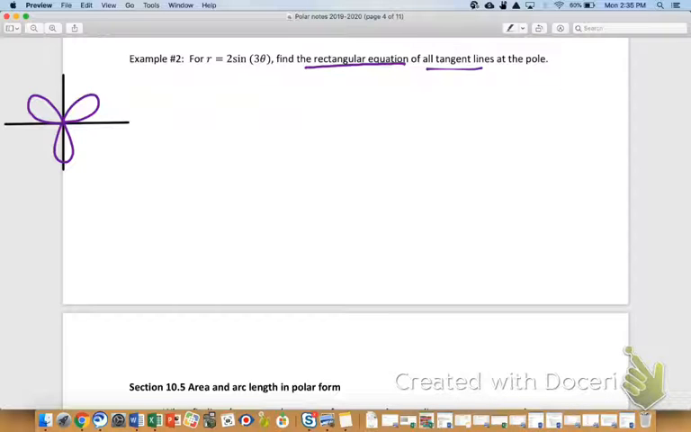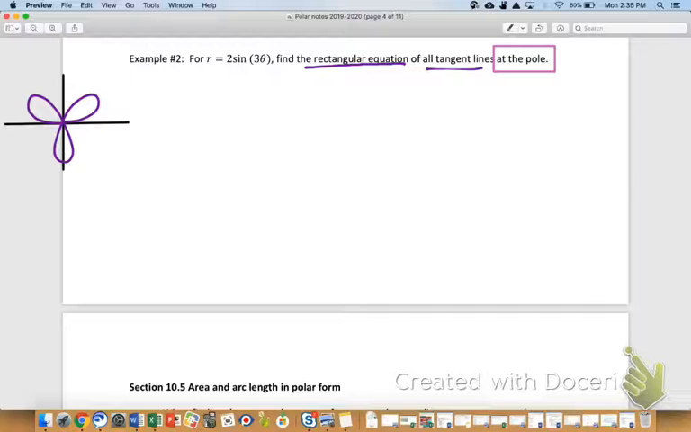And then this phrase over here, at the pole. When you see the words the pole, what are we talking about? That's polar speak for the origin. So that's just where r equals 0. Yes, that's exactly what we're going to be looking at. If we are looking for the equations of the tangent lines at the pole, we are talking about when this graph is at the pole, right?